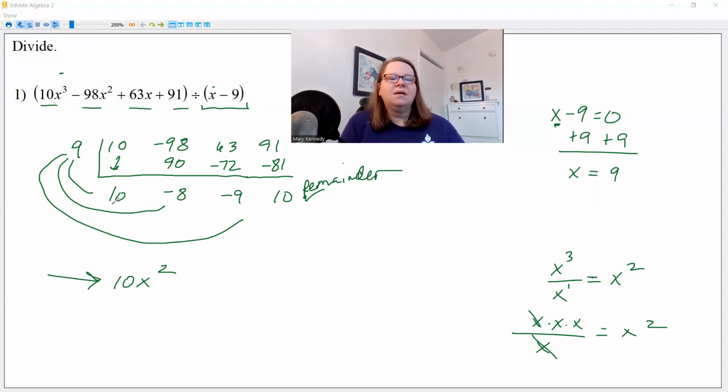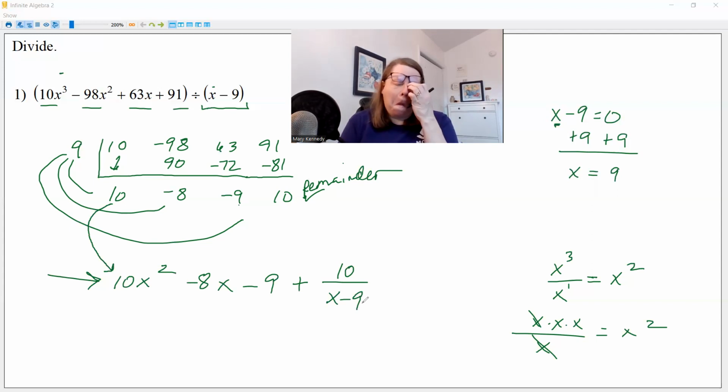So I wrote a 10 because the first number was 10. Okay, and then negative 8, and then this will just be the x, and then negative 9 is just the number, and then the last number is the remainder. And usually you write the remainder as 10 out of what you divided by. But it can be written just remainder 10. Sometimes you see that as well. Okay, so that is your solution.